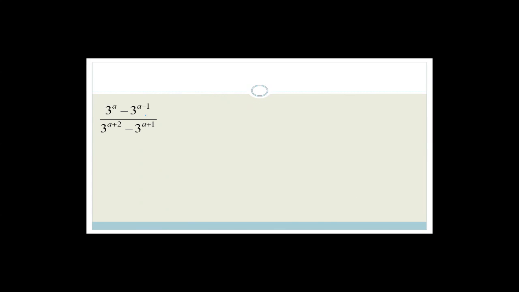Do you notice with this one, we've got a minus here, and we've got a minus here. So we can't just go, well, this is not equal to 3 to the a times 3 to the a minus 1, which is 3 to the 2a minus 1. That's not what that equals, because this is a minus sign, not a multiplication.